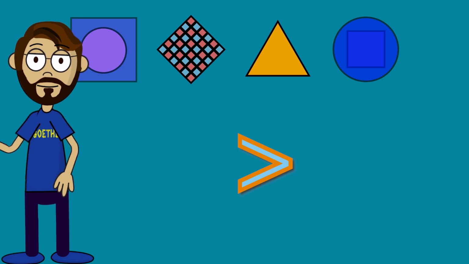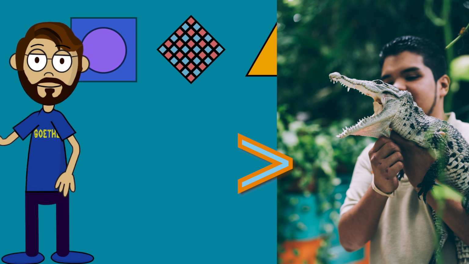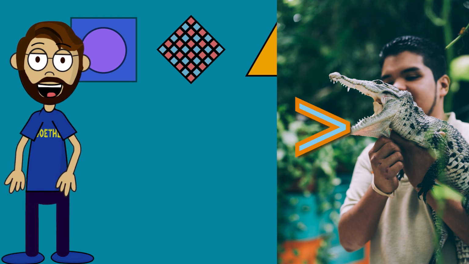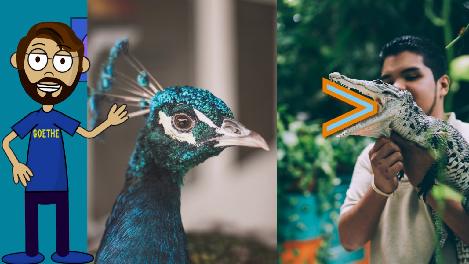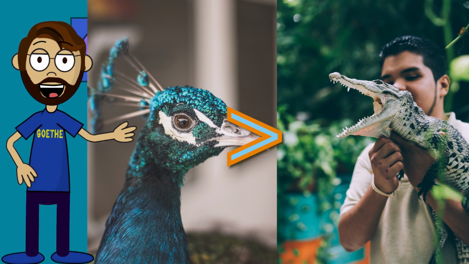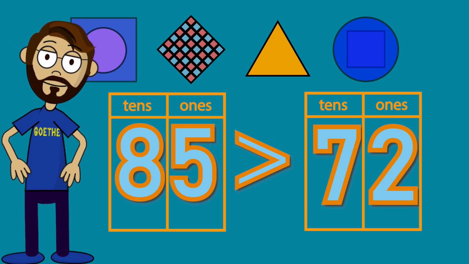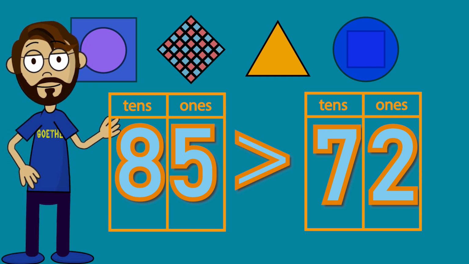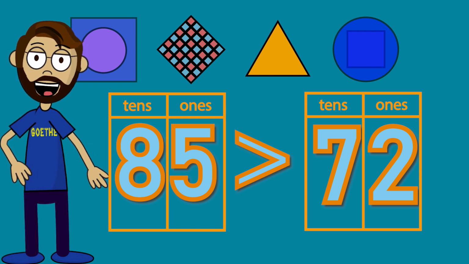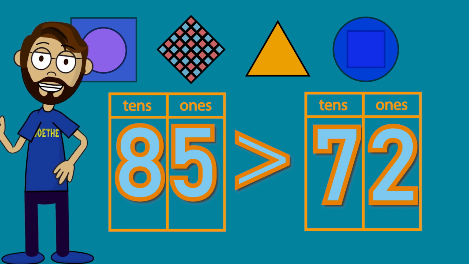There's an easy way to remember this. This is an alligator. As you can see, when its mouth is open, it looks kind of like this sign. This is a bird. You can see its beak looks like the same sign pointing the other way. So, who eats more? The alligator or the bird? The alligator. So, remember, the alligator is always going to be eating the bigger number, and the bird will be eating the smaller number.